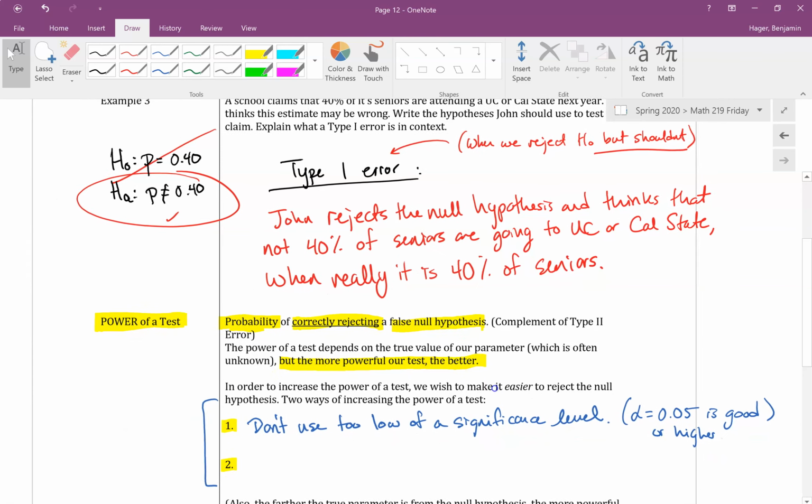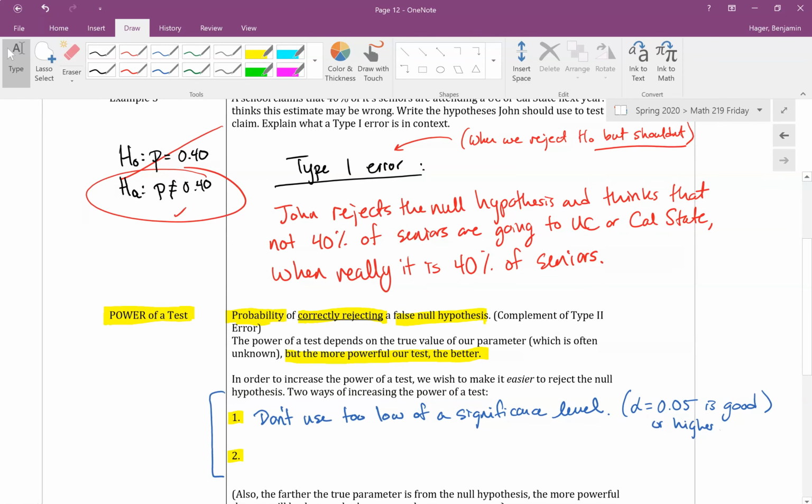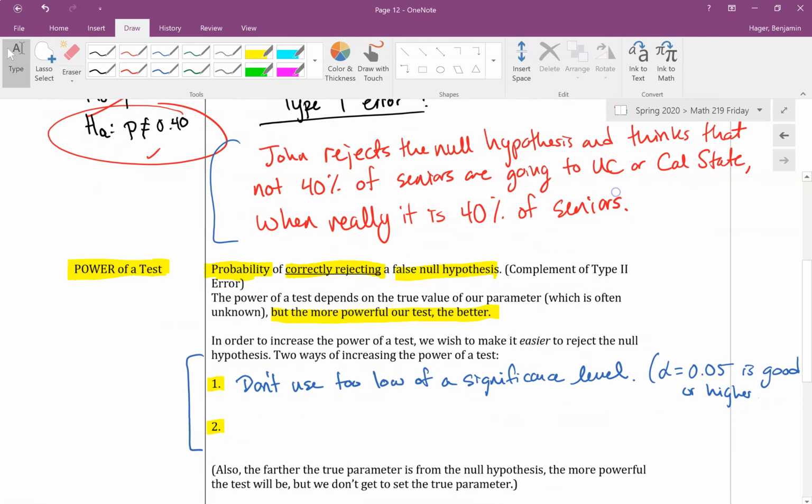We're trying to get rid of a false null as opposed to keeping it. A type 1 error may not cause too many issues, though I guess it depends on the context. But again, if the null is false, then we want to get rid of it. In other words, we want to make it hard to accept it. We want to make it easy to get rid of the null.